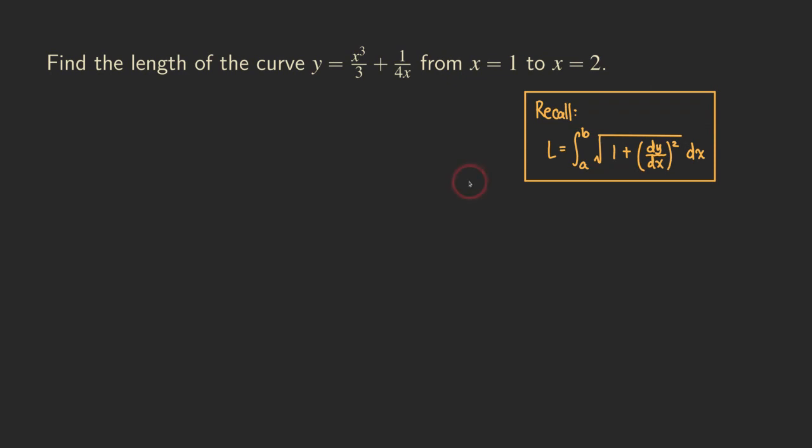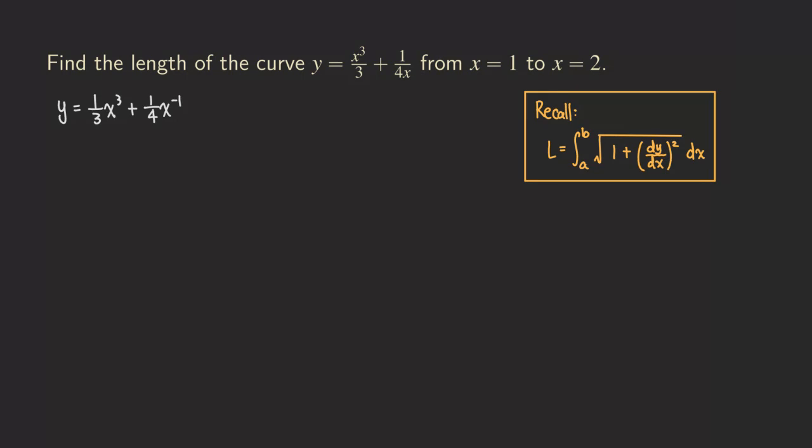So that means the first thing is to find dy over dx, because we need that derivative to plug into the formula. Let's rewrite this function first. We have y equals 1 over 3, and instead of leaving it as a quotient, I want to write it as a product. So I have 1 over 3 times x cubed, plus, because I'm going to take the derivative, I also want to write that as a product, so 1 over 4 times x to the negative 1. Okay, so far so good.